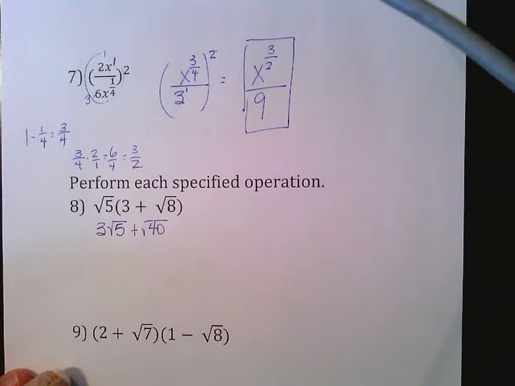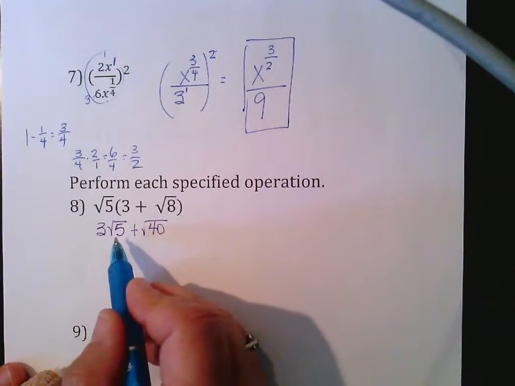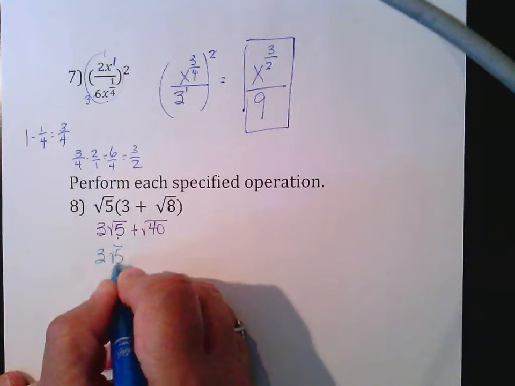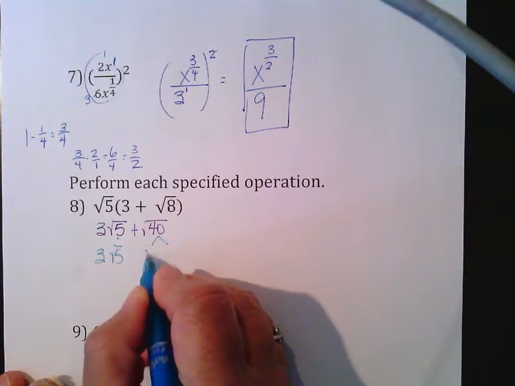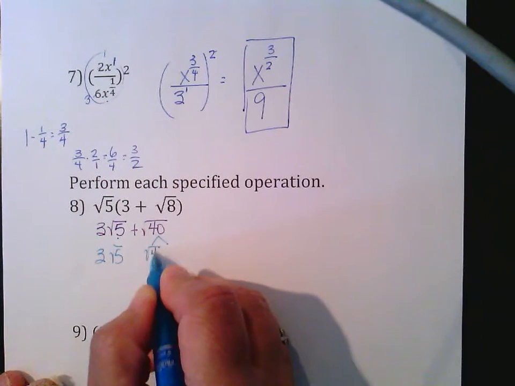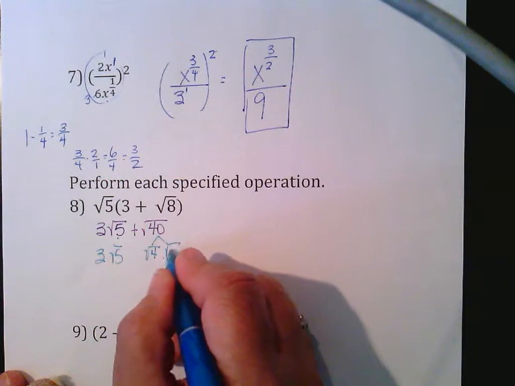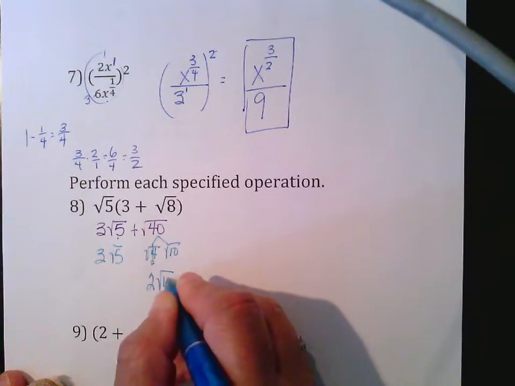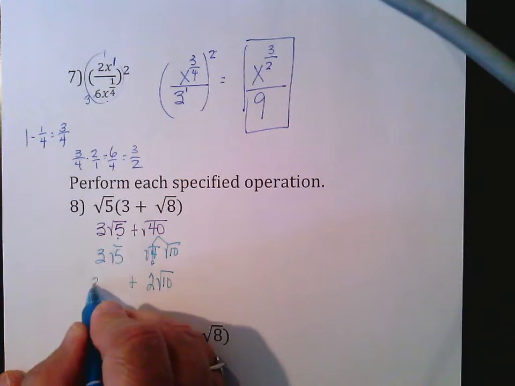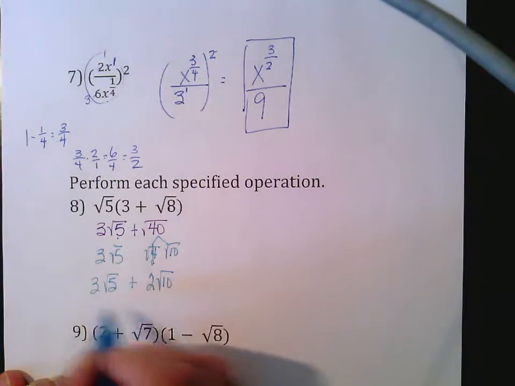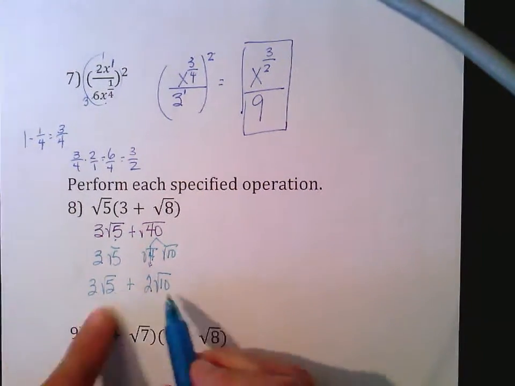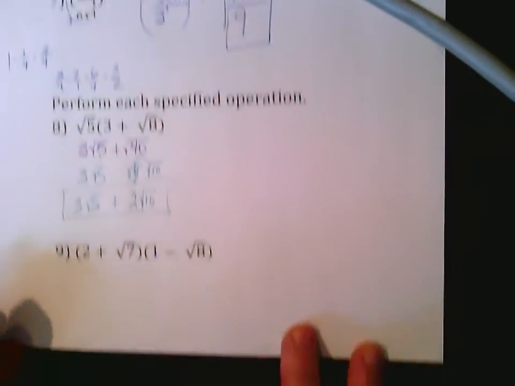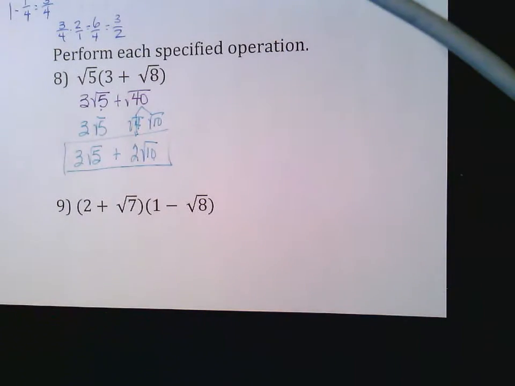I could stop there, but I need to make sure that none of this can be simplified. There's not a perfect square that goes into 5, so that part is as far as it can go. But 4 is a perfect square that goes into 40, and that's 4 times 10. Square root of 4 is 2, so this is 2 square roots of 10. And I have 3 square roots of 5. And I can't combine those any further because they aren't like terms. I have the square root of 5 and the square root of 10, so that's as far as that can go. But do simplify it and make sure that you've taken it as far as it can go.